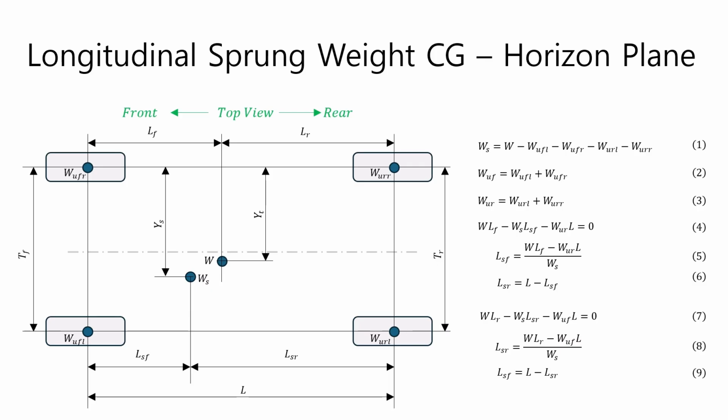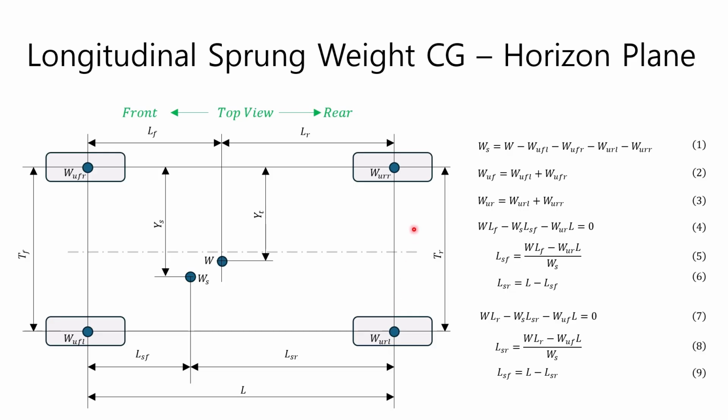In order to obtain the moment and load transfer caused by the rolling motion of the sprung mass, we need to find the location of the center of gravity of the sprung mass. The figure here shows a top view of the vehicle. The front of the vehicle is on the left and the rear of the vehicle is on the right.